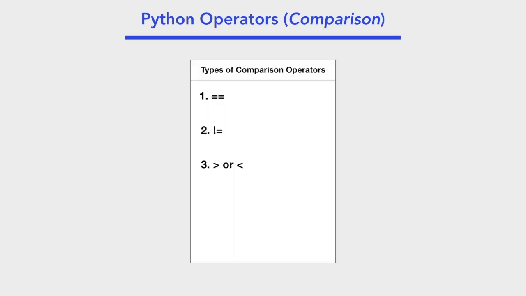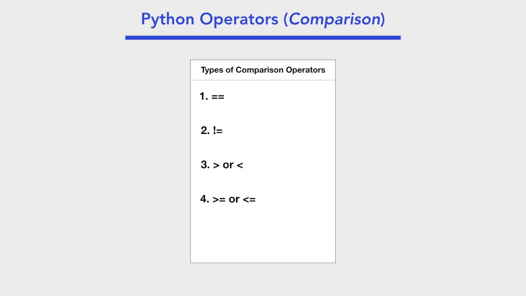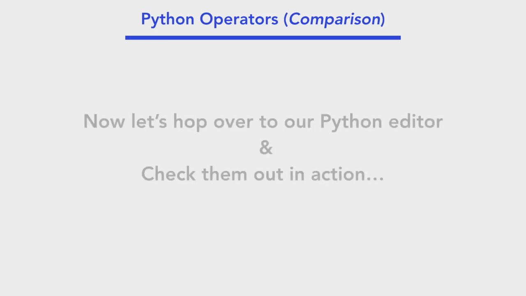And the last comparison operators are the greater than or equal and less than or equal symbols. These two are the exact same as the greater and less than symbols, but they also include if equals. If the first number is greater than or equal to the second number, then state true. Otherwise, state false. So these are the main comparison operators. Now let's hop over to our Python editor and check them out in action.